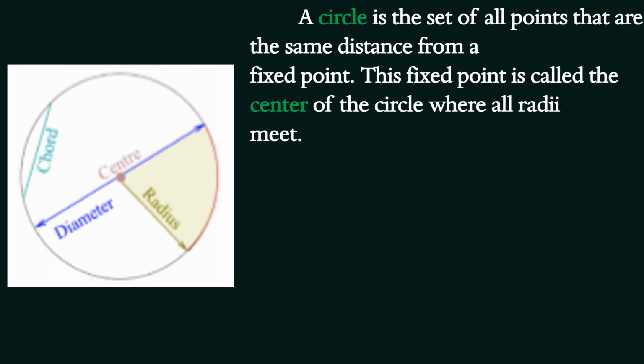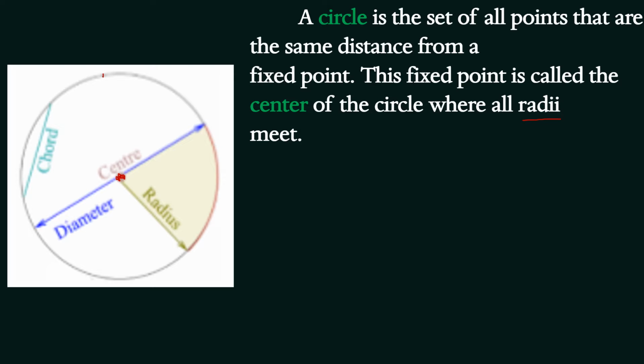A circle is the set of all points that are the same distance from a fixed point. This fixed point is what we call center. So we have here the center. This is where all the radii meet. So when you say radii, that is the plural of radius.